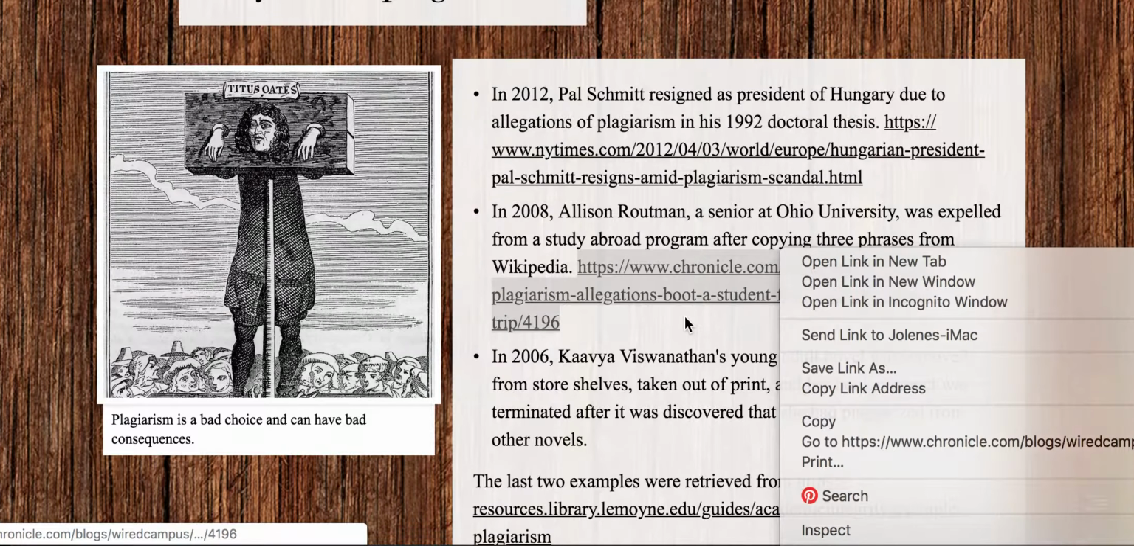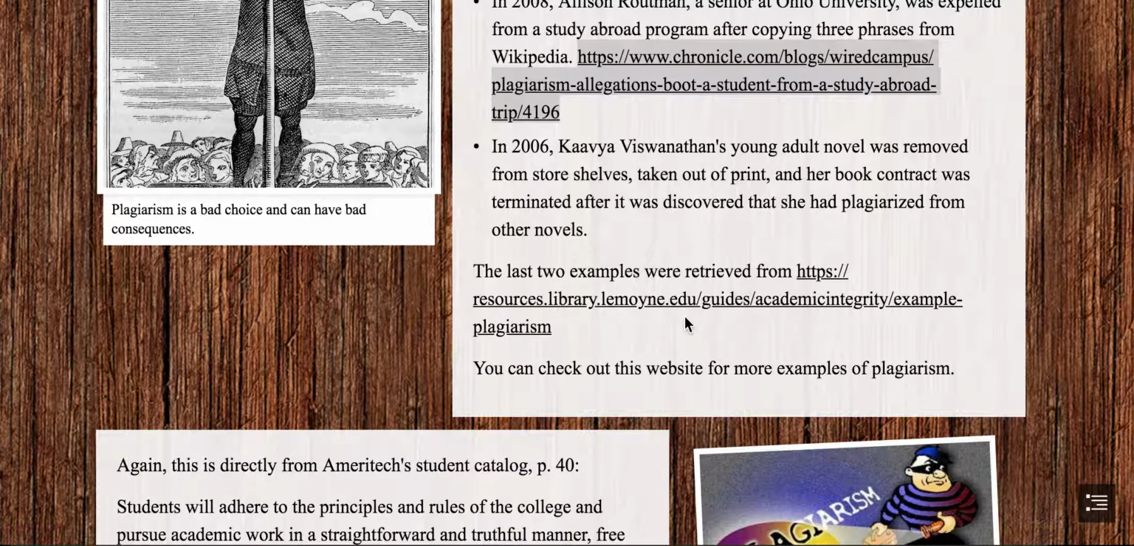In 2006, Kavya Viswanathan's young adult novel was removed from store shelves, taken out of print, and her book contract was terminated after it was discovered that she had plagiarized from other novels. So those are just a few examples. If you want, you can go to this website and look at more examples of plagiarism. It is something that shouldn't be, but it is prevalent, and it's especially prevalent in colleges and universities.